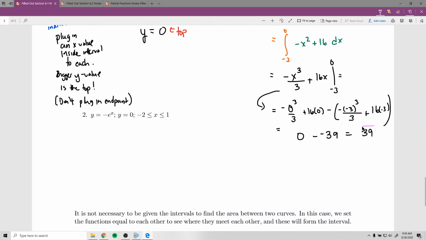All right, but one important thing: one way you can pretty much always check if you set it up wrong or not is, if you don't get a positive number here, it's not right. The area must be positive.